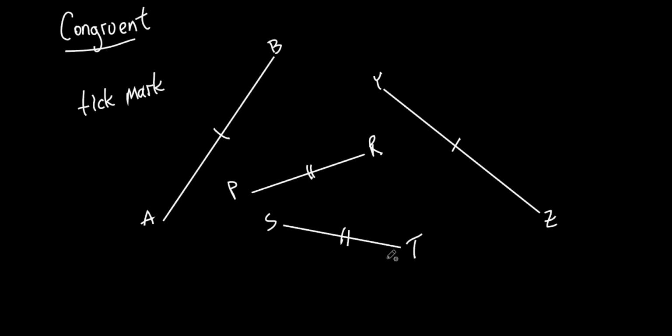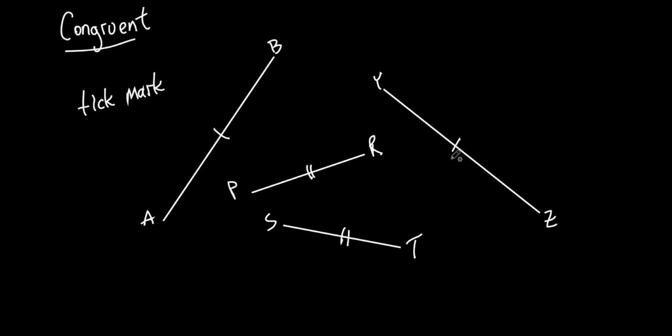So now look at this. If you look at this situation, you should be able to tell which ones are congruent. Which ones are congruent? AB and YZ. And what are the other 2 things that are congruent? PR and ST. Is PR congruent to AB? No, because AB has 1 mark and PR has 2. If they're not the same length, like AB and PR, they're not congruent. Even if they both have 1?